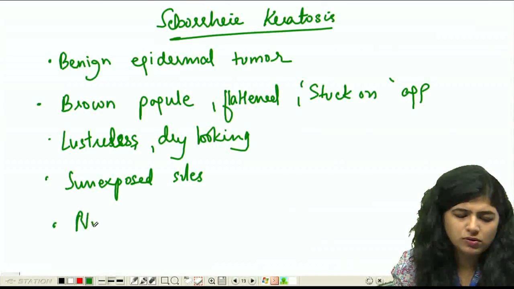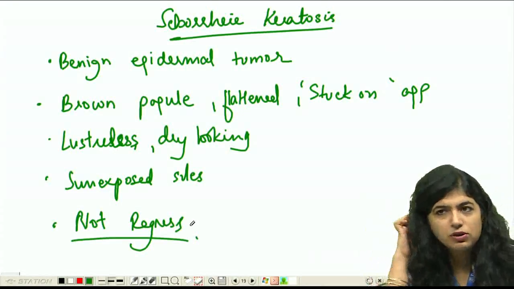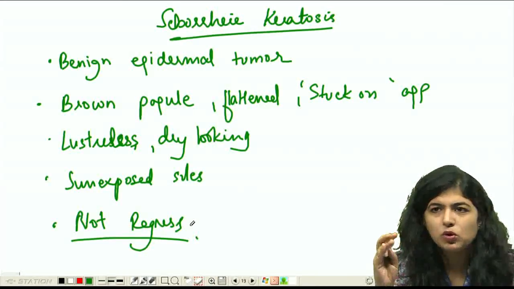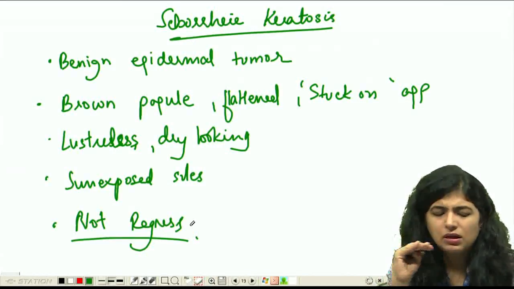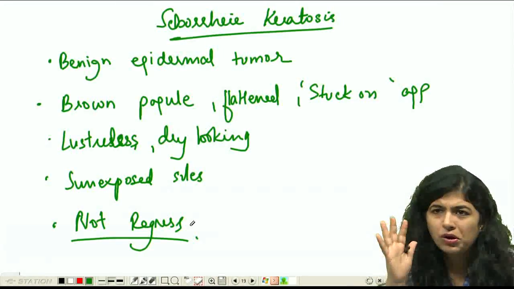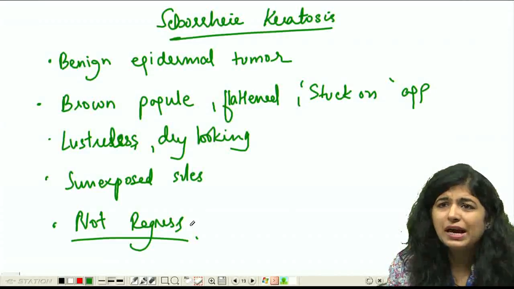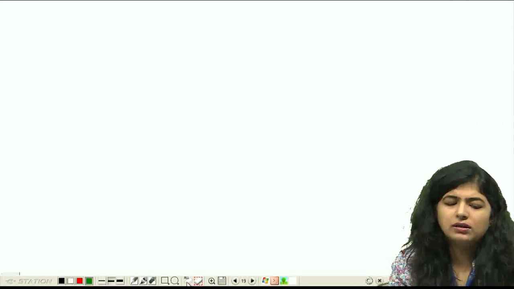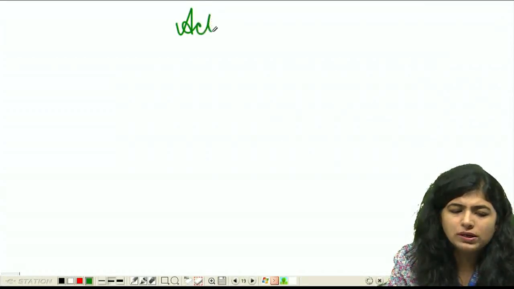And it will also not regress. So a typical description of seborrheic keratosis will be like this. It's a benign epidermal tumor, a brownish papule with a flattened, stuck-on appearance, lustreless, dry-looking, on sun-exposed sites, does not regress. Clear? I am just giving you a typical description of all the other options. In case of another question, you should know it.